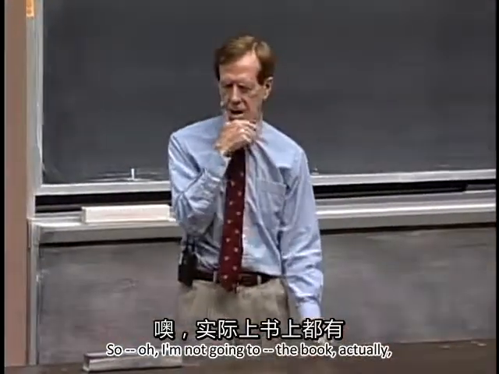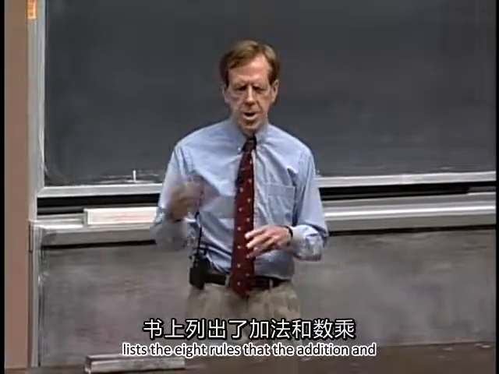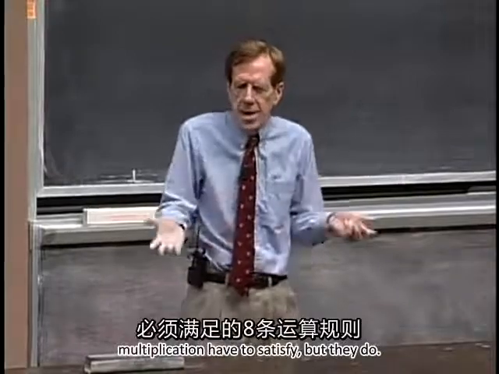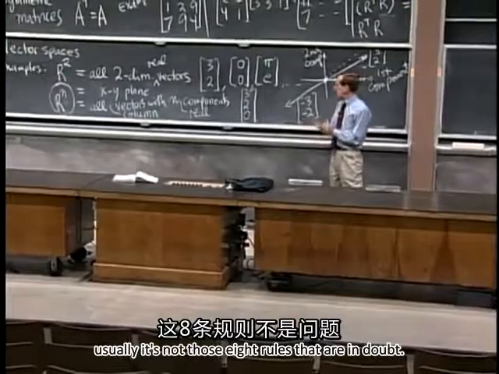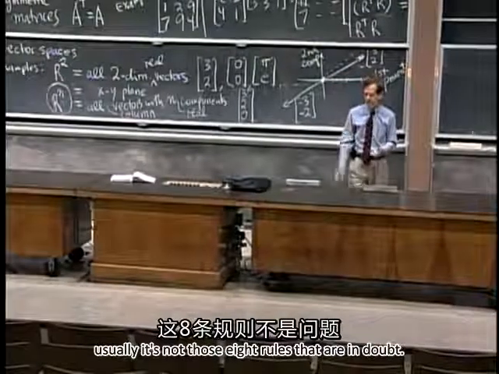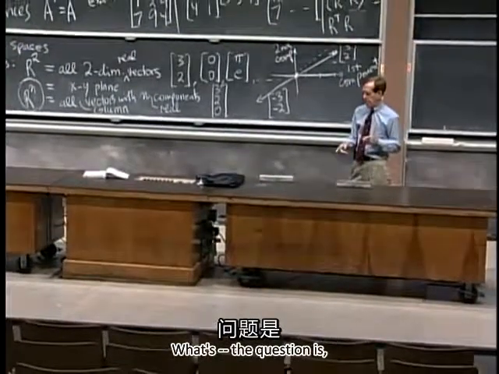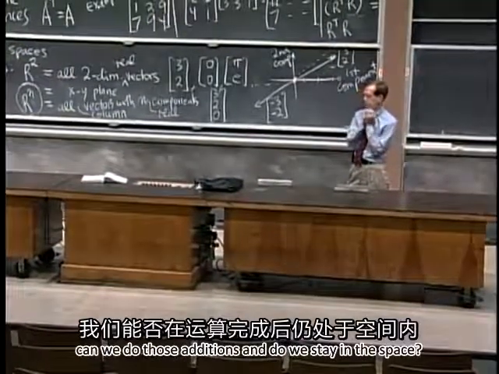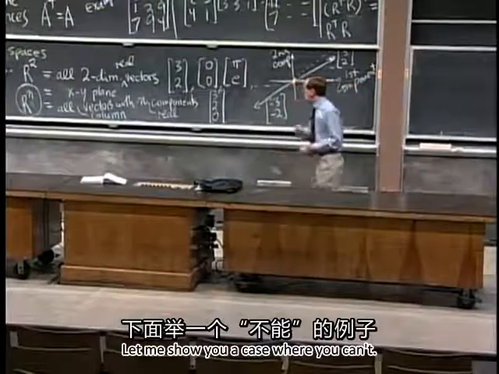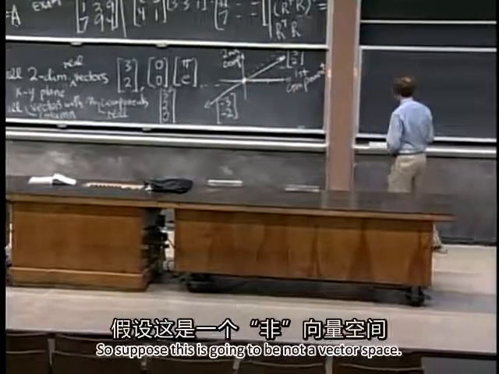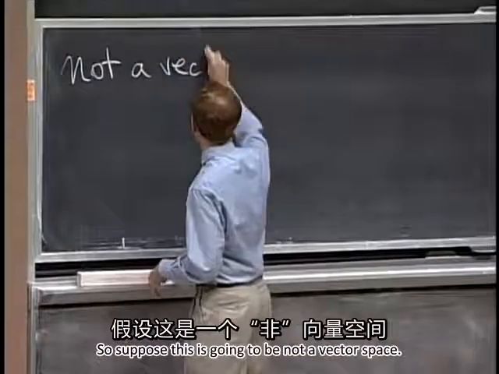The book actually lists the 8 rules that the addition and multiplication have to satisfy, but they do. They certainly satisfy it in Rn, and usually it's not those 8 rules that are in doubt. What the question is, can we do those additions and do we stay in the space? Let me show you a case where you can't. So suppose this is going to be not a vector space.